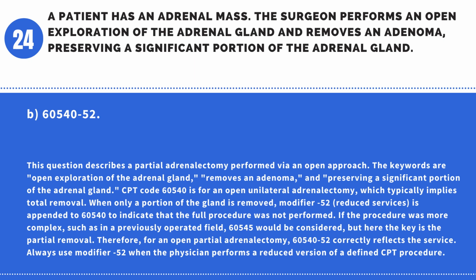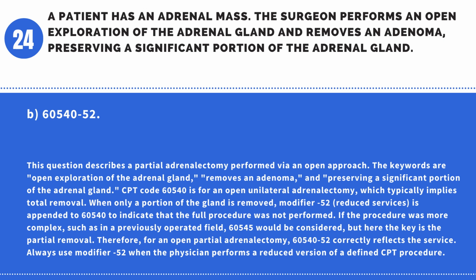60540-52. This question describes a partial adrenalectomy performed via an open approach. The keywords are open exploration of the adrenal gland, removes an adenoma, and preserving a significant portion of the adrenal gland. CPT code 60540 is for an open unilateral adrenalectomy, which typically implies total removal. When only a portion of the gland is removed, modifier -52, reduced services, is appended to 60540 to indicate that the full procedure was not performed.